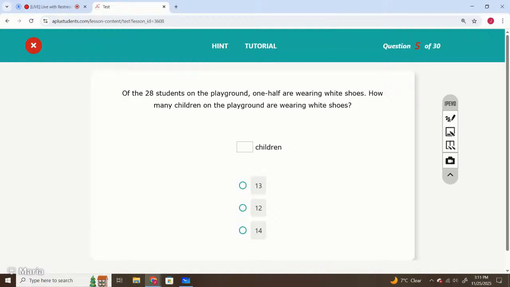Of the 28 students in the playground, one half are wearing white shoes. How many children on the playground are wearing white shoes? So that is half of 28. So half of 28 is 14. Option number 3 is the correct option.